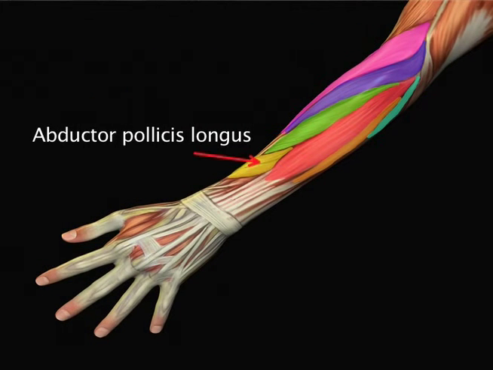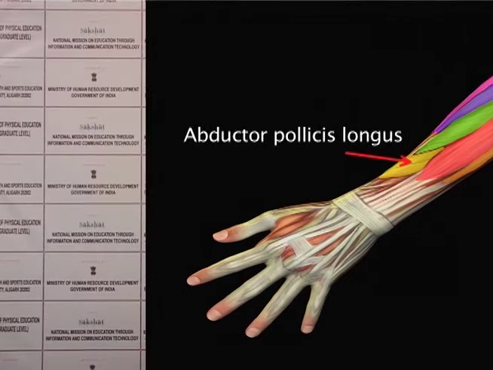Next muscle is the abductor pollicis longus. Again, from the name itself we can understand that it abducts the thumb. Abduction and extension of the thumb is the function of the abductor pollicis longus. Origin is the middle and posterior surface of the shaft of the ulna and radius, and it is inserted to the posterior surface of the base of the first metacarpal bone. Nerve supply is from the posterior interosseous nerve. Action is abduction and extension of the thumb.